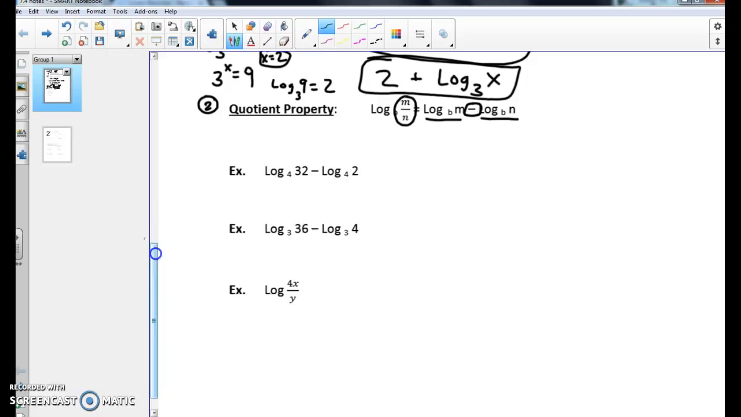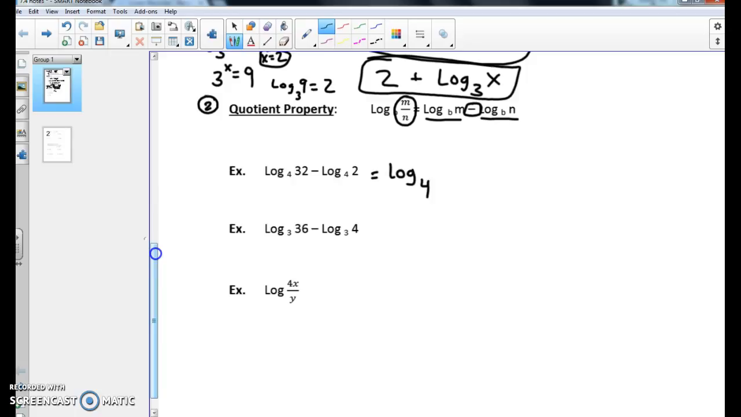That's the only difference. And then conversely, we can go the other way. If we have two logs separated by subtraction, we can throw them into one log with division. So check out this first one. Log base 4 of 32 minus log base 4 of 2. Let's go ahead and combine that into one.